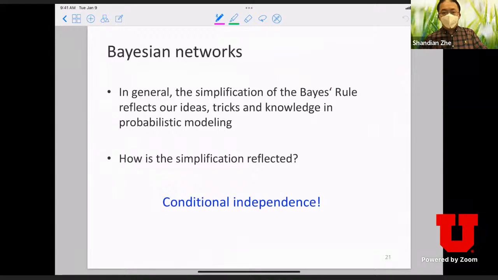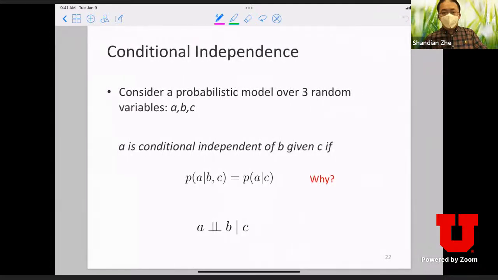Okay, in general, the simplification of the Bayes rule or the full Bayes formula reflects our ideas, tricks, and knowledge in probabilistic modeling. Again, how is the simplification reflected? It's called conditional independence. So, what is conditional independence?